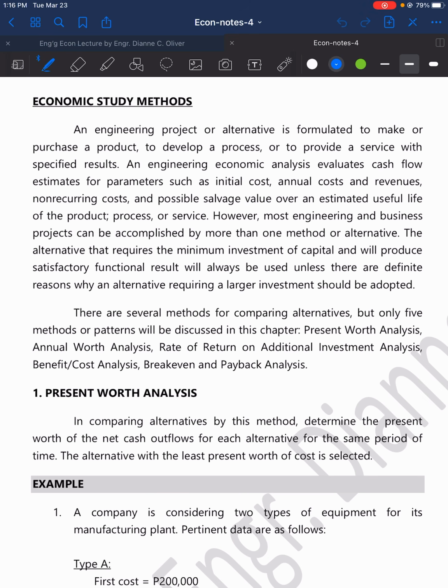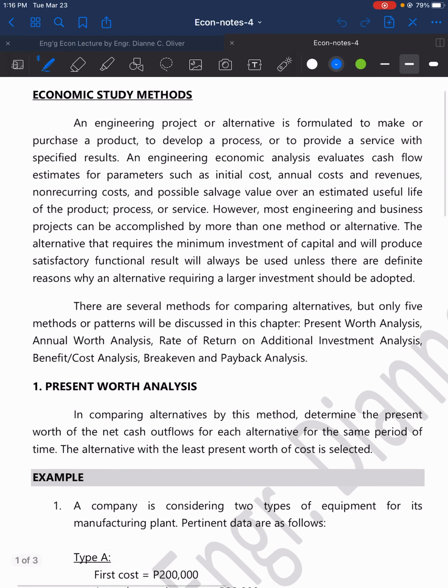Now, it talks about 5 methods, but the first 3 methods, the present worth analysis, the annual worth analysis, and the rate of return on additional investment analysis will be discussed in this video. We will solve sample problems also in this video. As for the benefit cost analysis and the break-even and payback analysis, that will be in the next video.